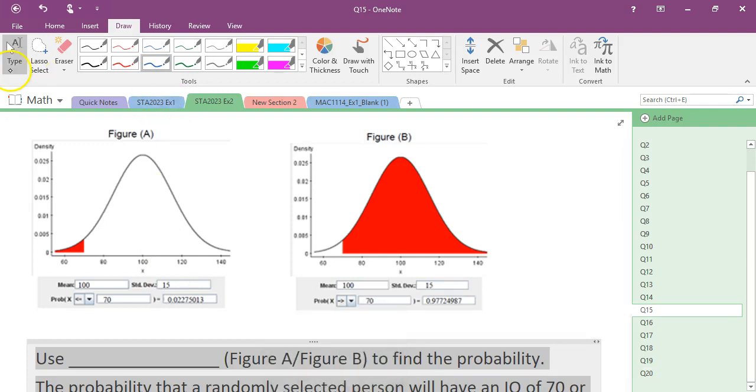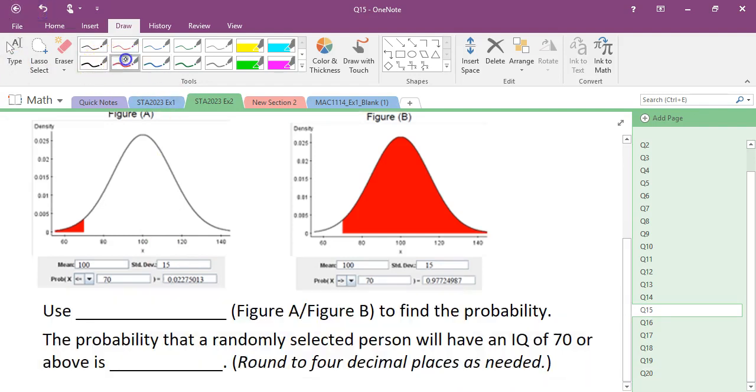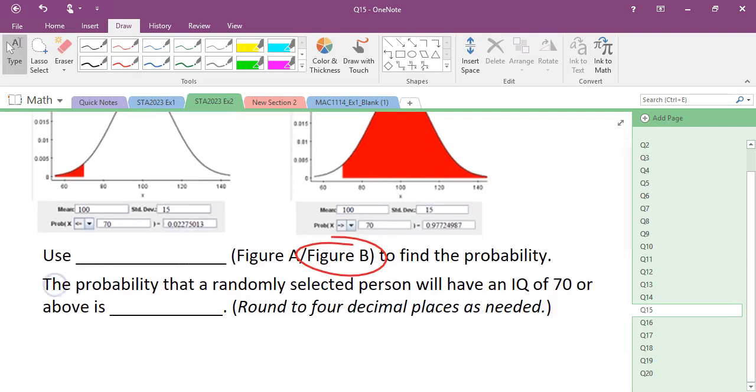Let's undo that move real quick. Select this one. Definitely B. It shows the 70 and above. So based off of that information, tell us the probability, rounded to 4 decimal places. What is the probability then? You got it? 0.9772. Perfect. Well, there you go.